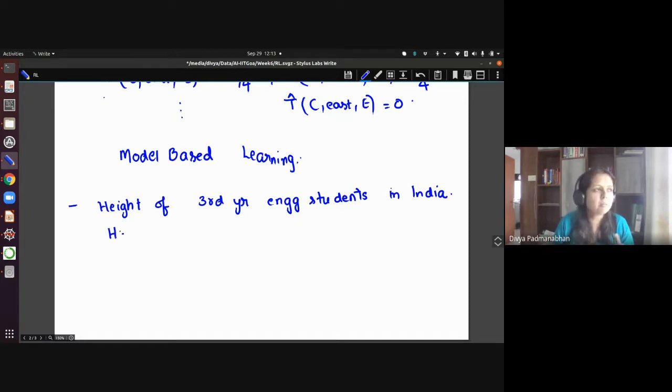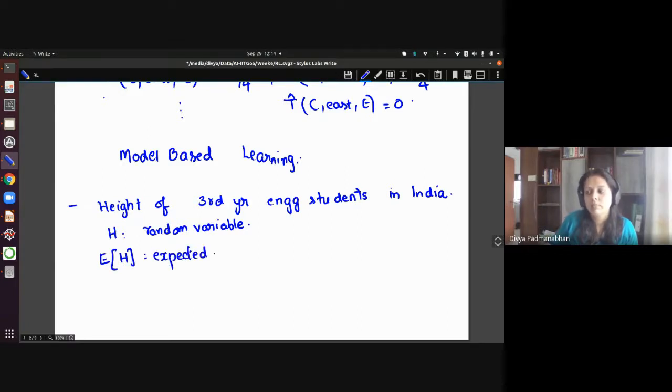It's random in the sense that your sample space has a lot of other factors. Like what was your nutrition level? Maybe it has something about some hereditary information, how tall were your parents and all that. All these factors contribute to what your height would have been. So it's a random variable. And now I want to somehow estimate the average height. So I want the expected value of the height.